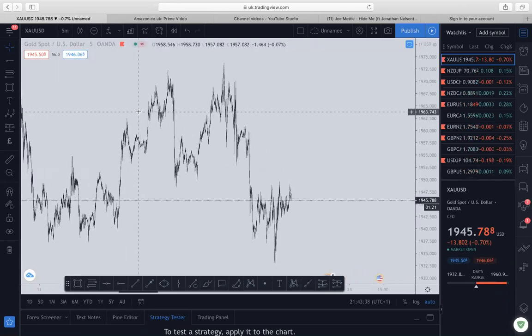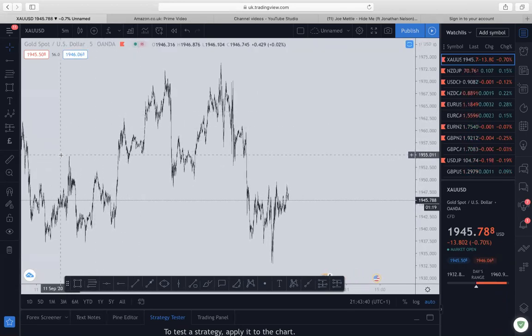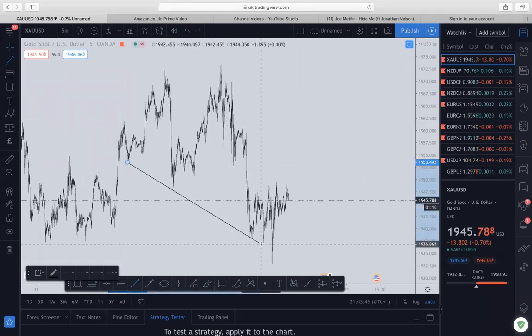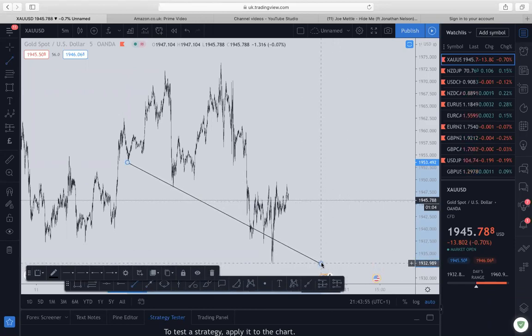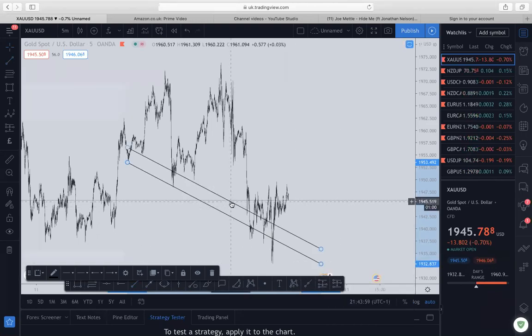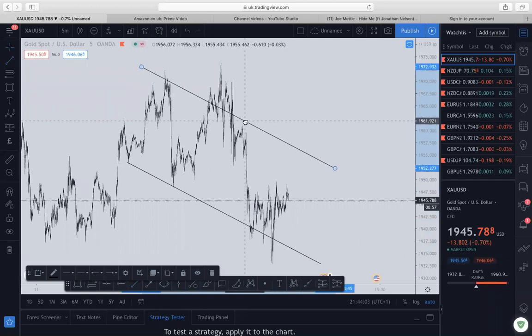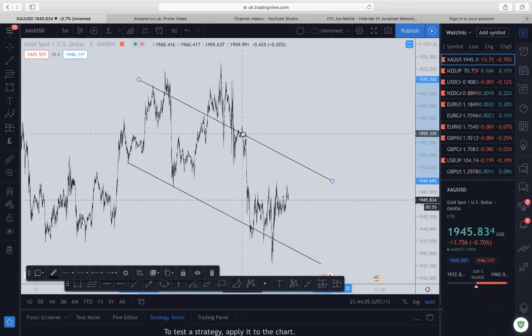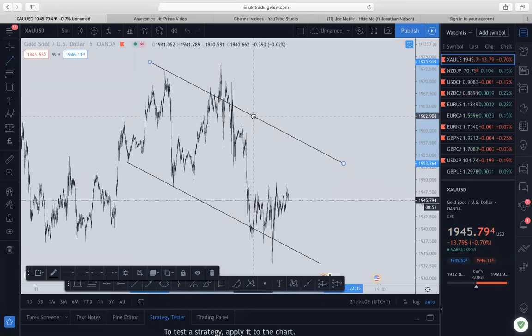So let's see what gold is doing right here at the minute. I'm going to use the 5 minutes time frame. Once again, let's clone it. No, it doesn't work.